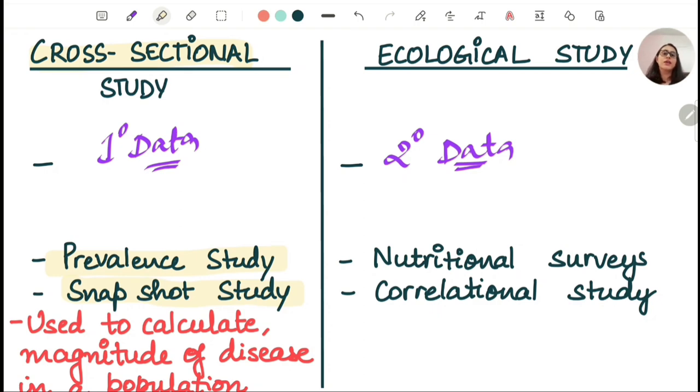Ecological study, we are taking the data, for example we are taking blood records, whoever are diabetic, or we are taking nutritional deficiency, say anemia, people suffering from anemia, so we take hemoglobin count from the labs. So this is the secondary data that is taken from lab investigation via the hospitals, and that is why it is done in nutritional surveys or some correlational studies.